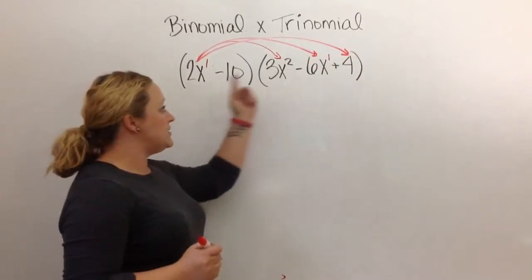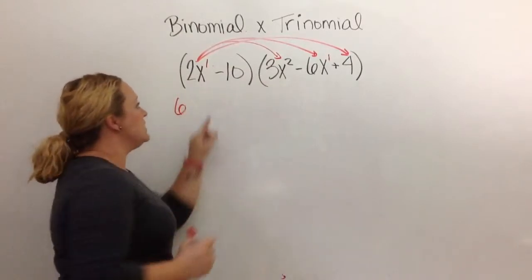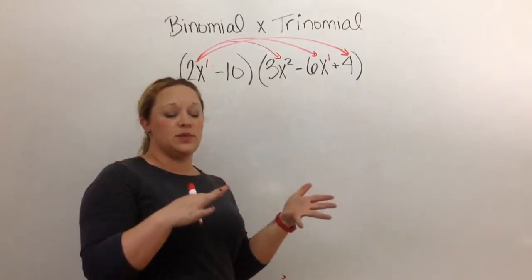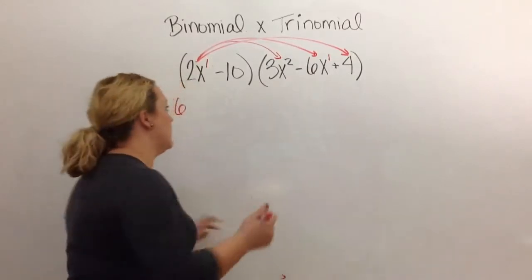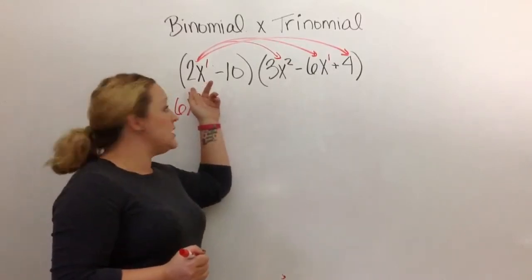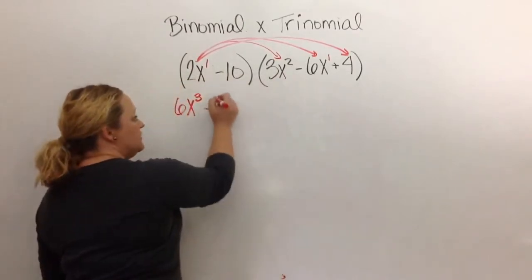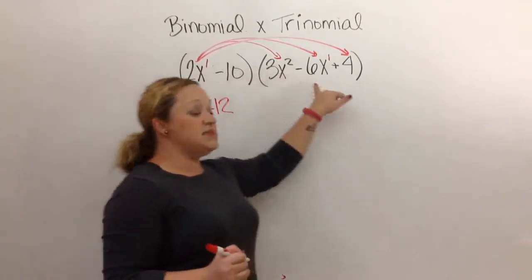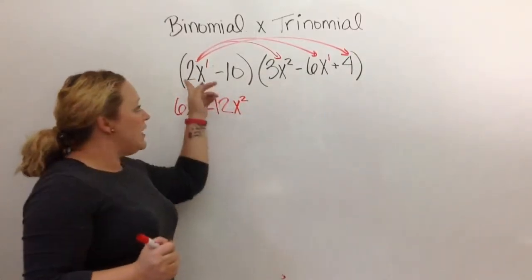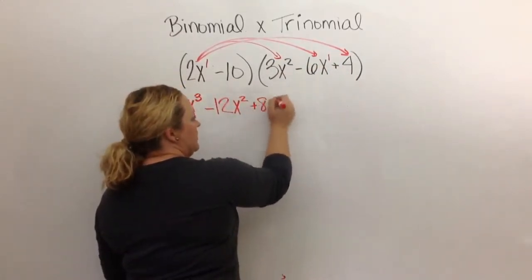So here we go. 2x times 3x squared. Well, 2 times 3 is 6. x1 times x2 would give us x3, because when we're multiplying and the bases are the same, we add the exponents. So that's going to give us x to the third. Now we take our 2x and multiply it times negative 6x. 2 times negative 6 is negative 12. x1 times x1, we add the exponents to get x2. And then I have 2x times 4. Well, 2 times 4 is 8, so that gives me 8x.